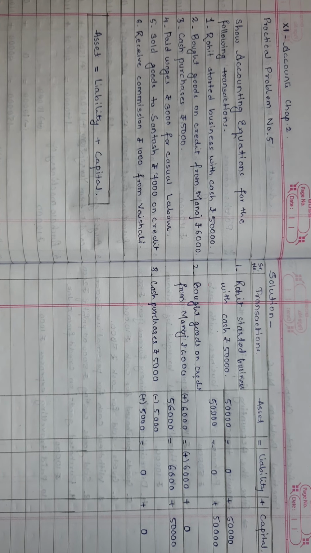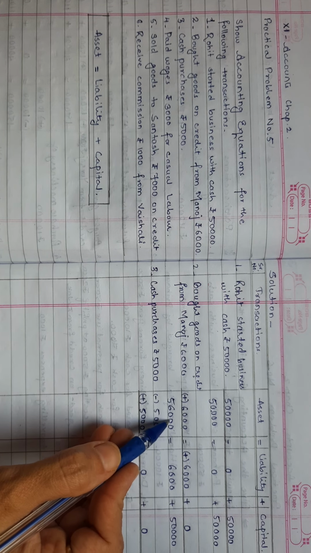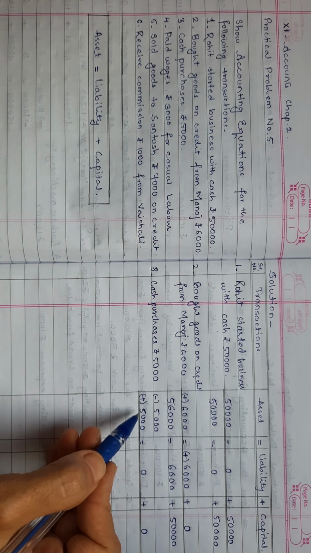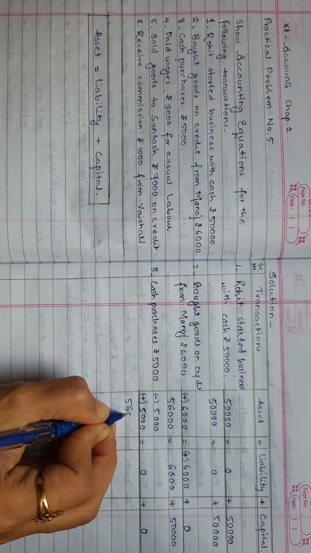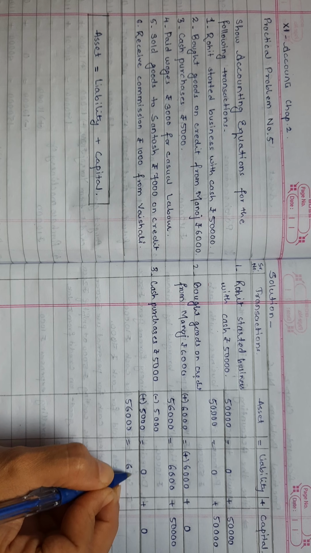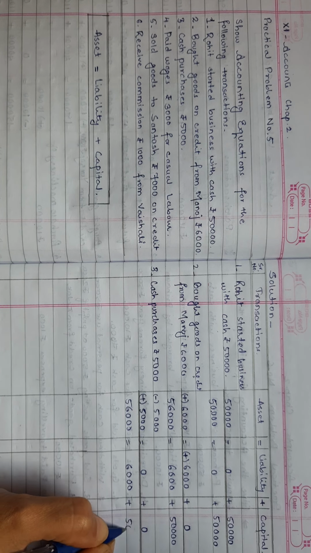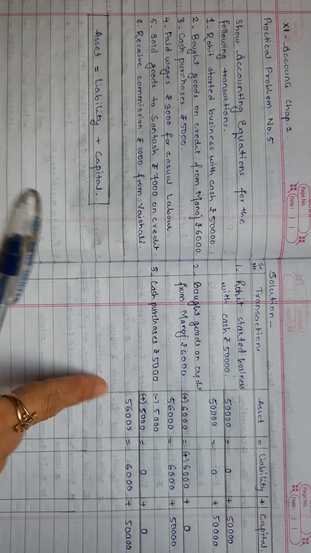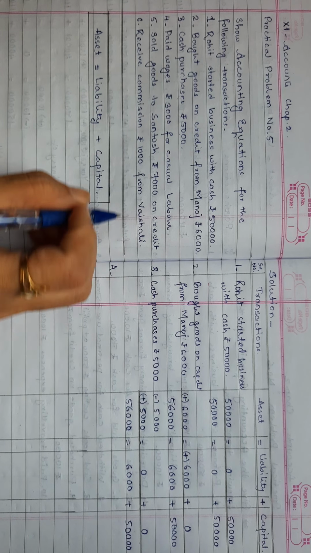This equals to and plus will be as it is. Drawing a line, we'll take the total now. 56,000 minus 5,000 will be 51,000. Again add 5,000, 56,000. So 56,000 equals to 6,000 plus 0 is 6,000 plus 50,000 plus 0 is 50,000. So again check the right hand side and the left hand side. It will be equal.